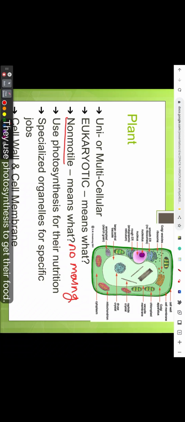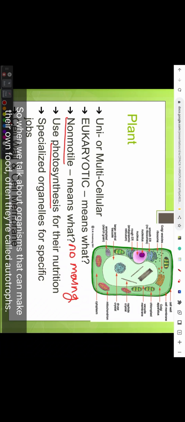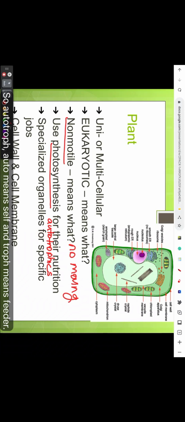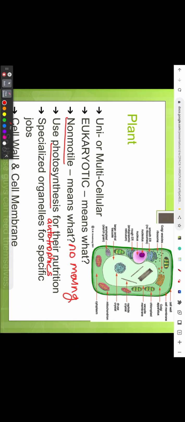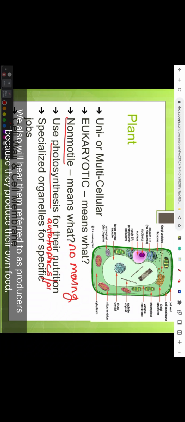They use photosynthesis to get their food. So when we talk about organisms that can make their own food, often they're called autotrophs. All right, so autotroph, auto means self and troph means feeder. So these guys can feed themselves. We also will hear them referred to as producers because they produce their own food.